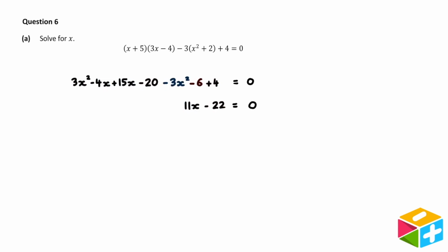We want to solve for x. In other words, we'll want x all by itself on one side of the equation. To do this, we'll need to remove the 11 in front of the x and the minus 22 beside it. The minus 22 represents subtraction. To remove this, we need to do the opposite, which is addition. So here, I'll add 22 to both sides.